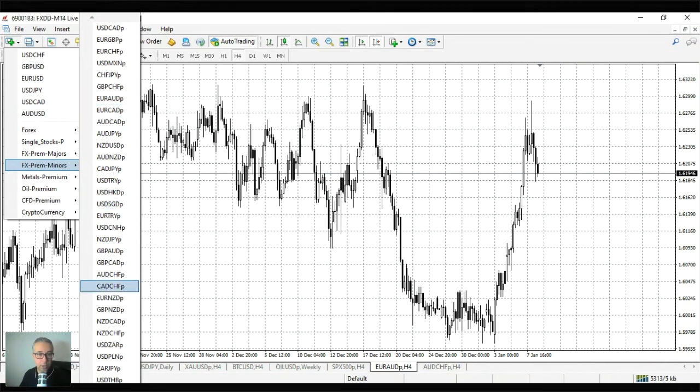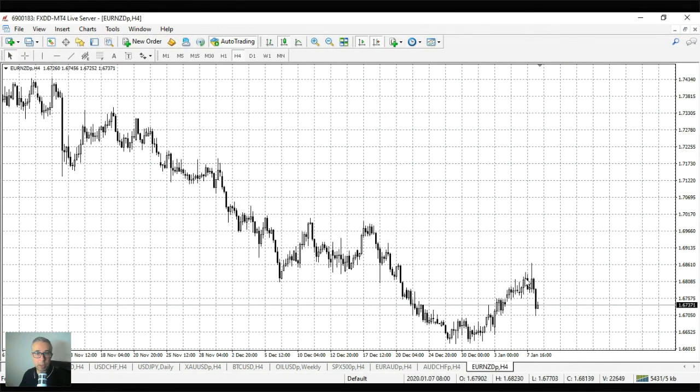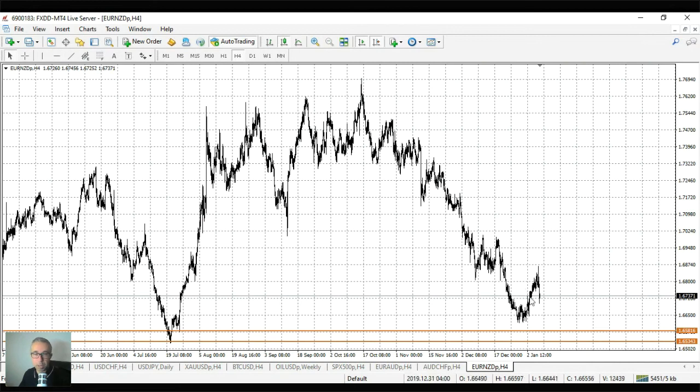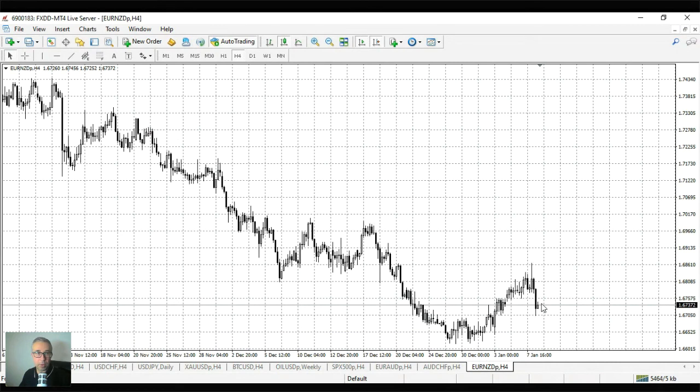Let's take a look at euro New Zealand. Here we go. So there was a sturdy pullback, but overall the trend is still very much down. There is important support down in here, that's true. But I think the price might still make one more lower low. We got a breakout of the consolidation zone already.